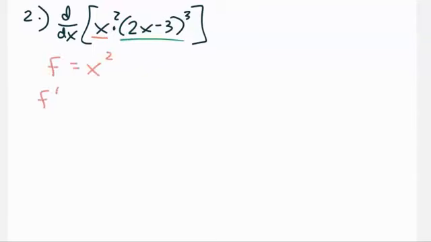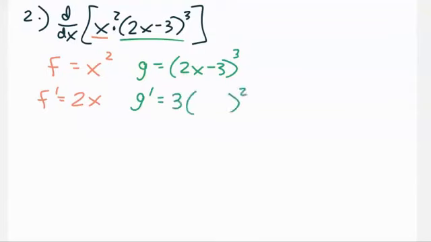and the derivative of f is just 2x, derivative of x squared. And then my g, the second thing that's multiplied. And notice this one, the derivative takes chain rule because it's 2x minus 3 inside of something to the third. So this is 3 something squared times the derivative of the inside. Derivative of 2x is 2. Derivative of negative 3 is 0. So derivative of the outside times derivative of the inside.